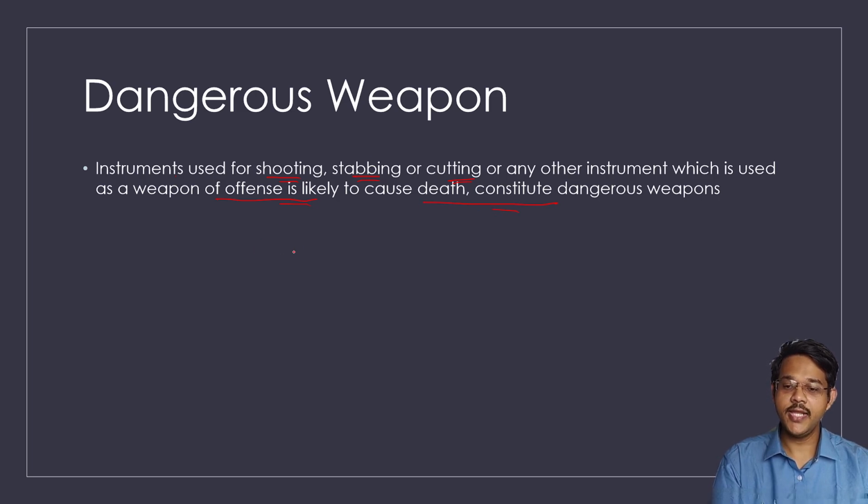So any instrument, like a pen, for example, or any stick. If a stick is pierced into the eye, it is used as a weapon of offense. It is used for stabbing into the eye, which is likely to cause death. If the person takes a stick, stabs the eye, and it pierces some major arteries, the person may die because of immediate shock. It is considered a dangerous weapon. So even a stick can become a dangerous weapon.